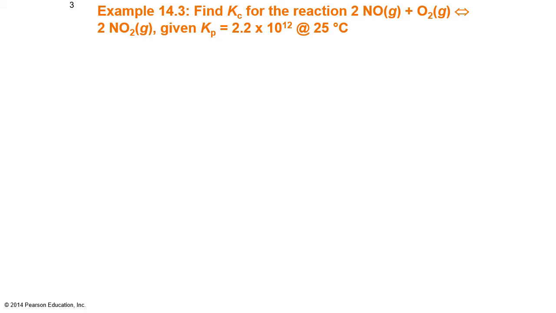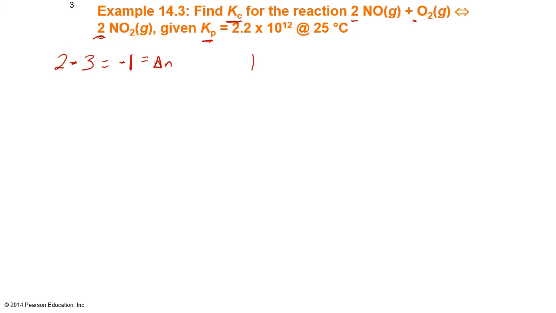So let's try an example. If we're given the equilibrium constant for pressure for a reaction of nitrogen monoxide and oxygen forming nitrogen dioxide, we want to find the equilibrium constant for the concentration. So we do need to find the difference in the number of moles. So if we take products, we have 2 moles of products. We have 2 plus 1, so 3 moles of reactants. We end up with a -1 for the change in moles of gas.